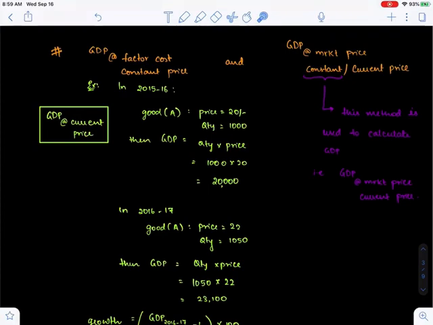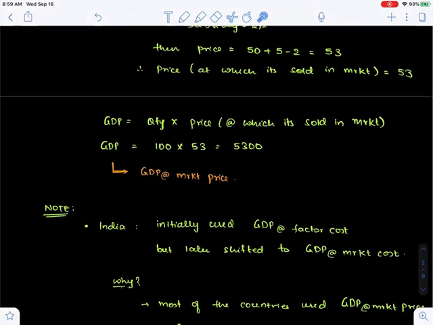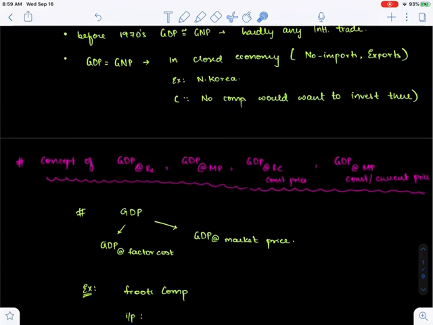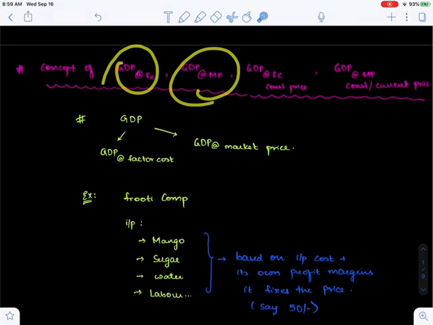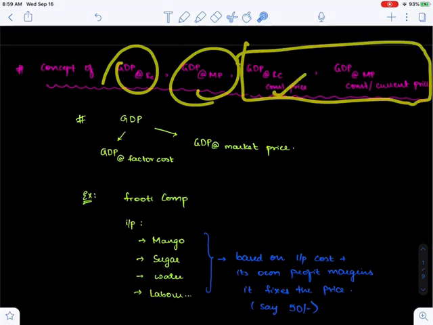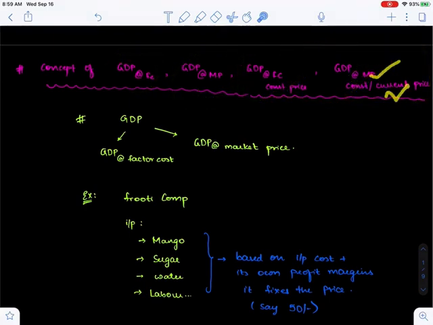And that is it with the concept of GDP at factor cost and GDP at market price. In the next lecture, let's understand the concept of GDP at factor cost at constant price, GDP at market price at constant price and GDP at market price at current price.